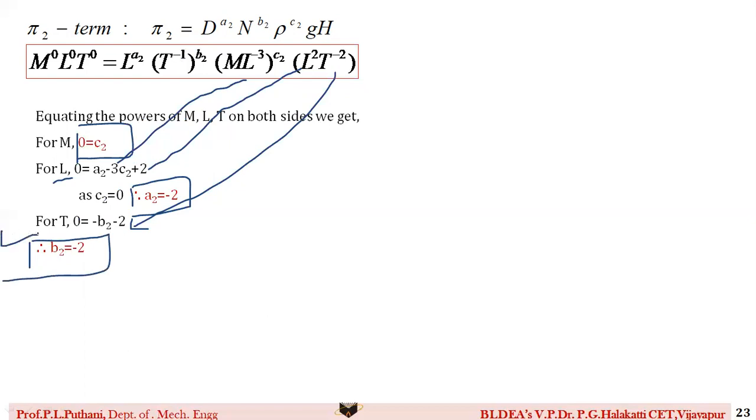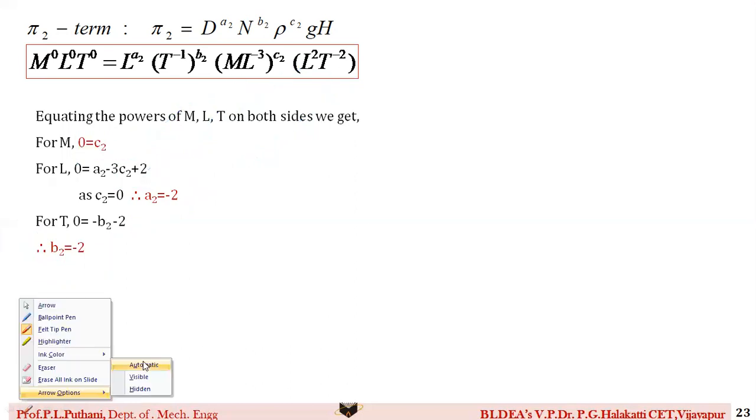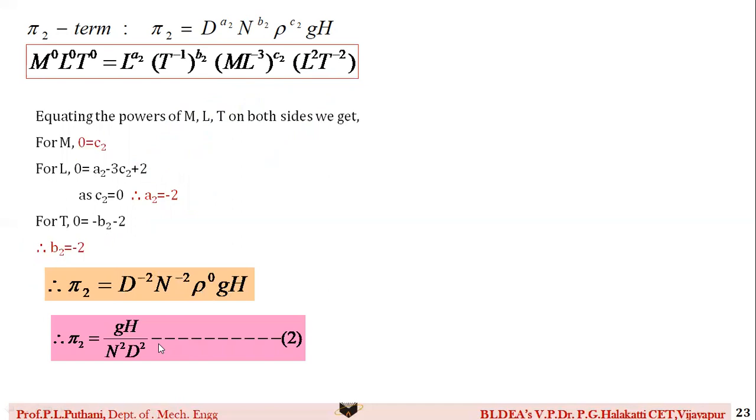Once you have got the values of a2, b2, and c2, substitute in the above equation for the pi 2 term, you will get the resulting terms. After substituting, what do you get? You get pi 2 is equal to d to the power of minus 2, n to the power of minus 2, rho to the power of 0, gH. Or if you rearrange the terms, what do we get? We get it in this particular format, that is pi 2 is equal to gH by n square d square. This is for pi 2.